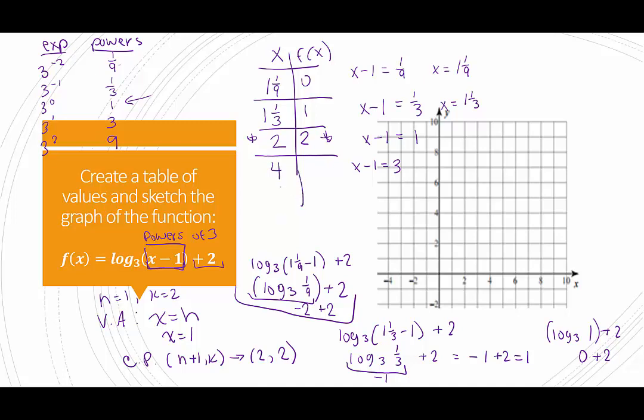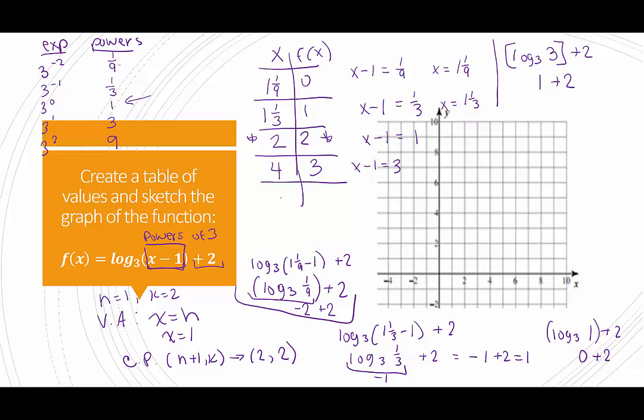If I plug in 4 for x, then what I have, again, I'm running out of space, I apologize for this. We have log base 3 of 4 minus 1 is 3, plus 2. This says 3 raised to what power gives me a result of 3? That would be 3 to the 1, and 1 plus 2 is 3.